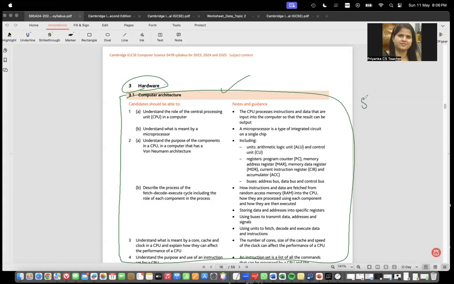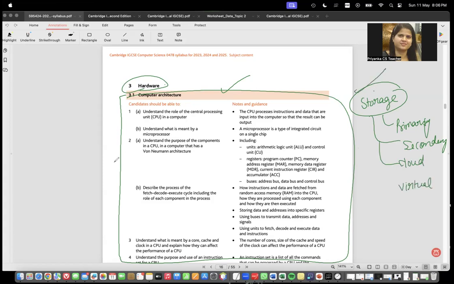Then all kinds of storage. All kinds of storage means primary memory, secondary memory, and cloud storage. And virtual memory also. So this part is very important, and this is the first priority. This is the second priority.